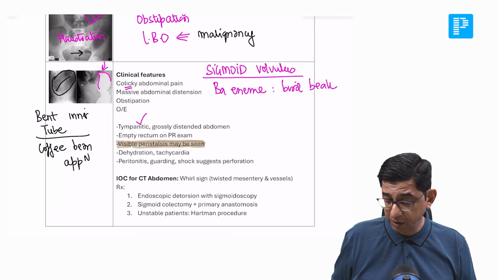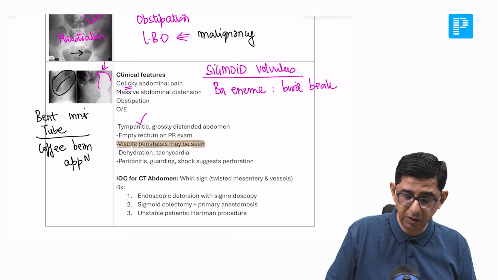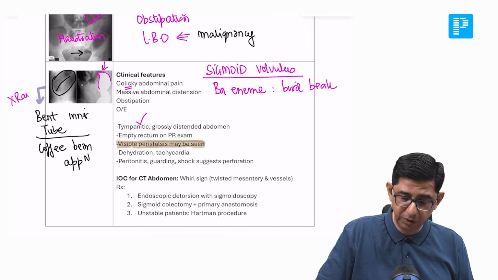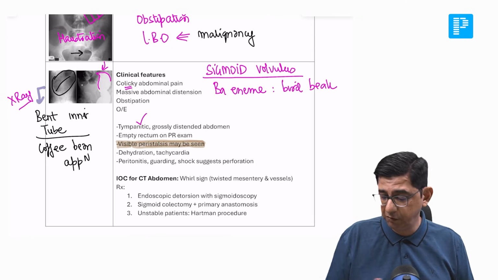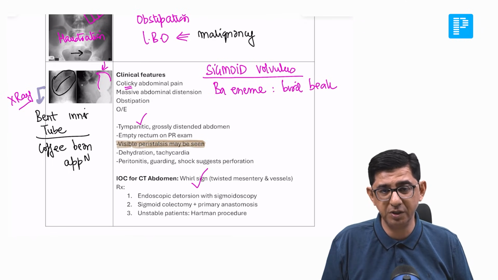If he asks what is the investigation of choice for sigmoid volvulus, then don't answer barium enema, don't answer X-ray abdomen. Your answer in those circumstances, if he specifically asks what is the investigation of choice for sigmoid volvulus, would be CT abdomen, where you get a whirl sign. Whirl sign means the rotated bowel and the twisted mesenteric vessels can be seen.